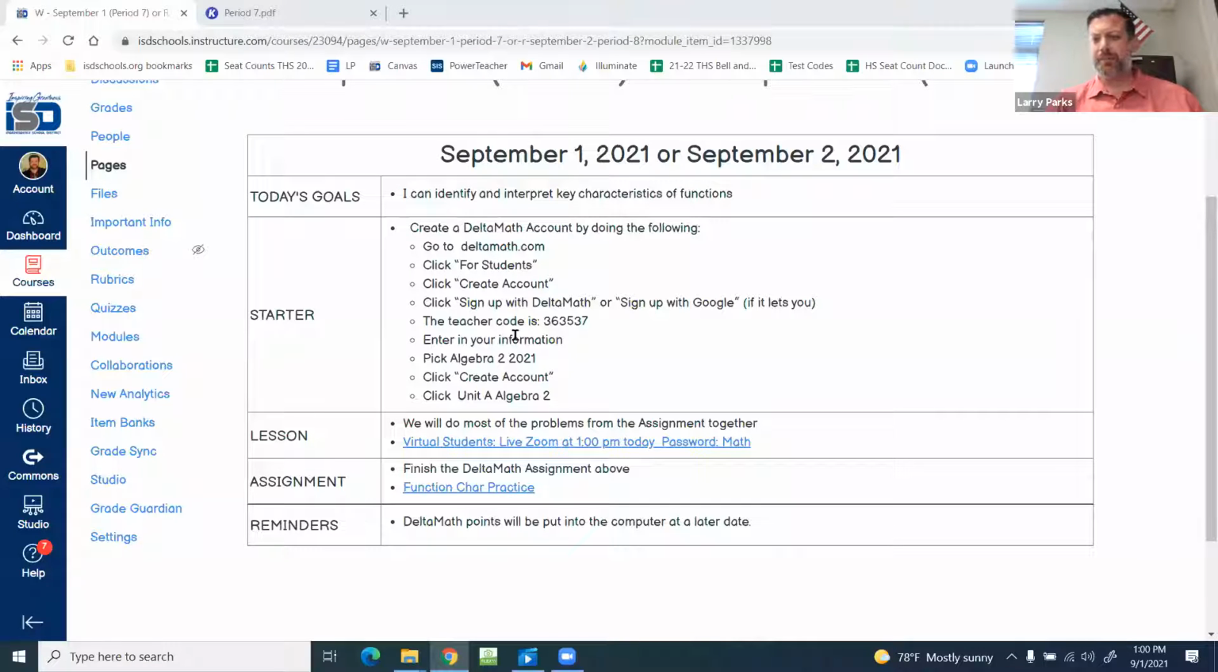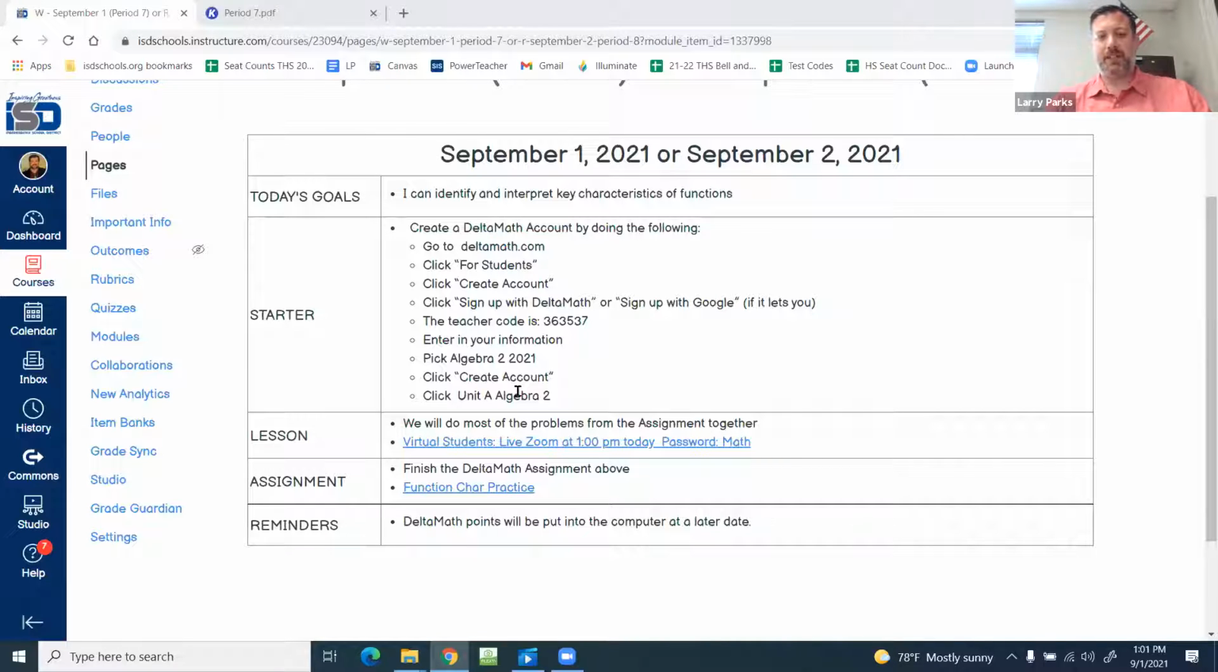What I asked you to do as your starter, what you should have already done, is to go to Delta Math, and it's deltamath.com. If you already have an account, just make sure that you add me as a teacher. Click Algebra 2 2021, and make sure you're working on the Unit A Algebra 2. There's 4 or 5 things out there. They're over functions. When you are finished, it'll save automatically, and all this is interactive practice. So make sure you spend some time on that.